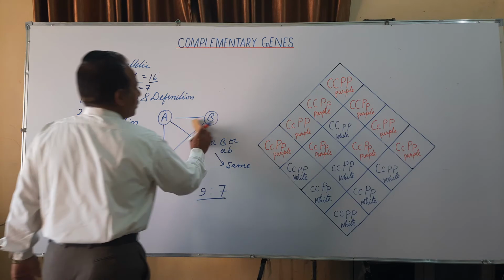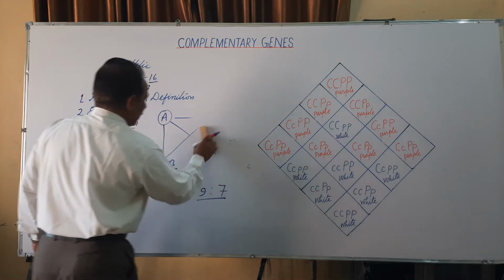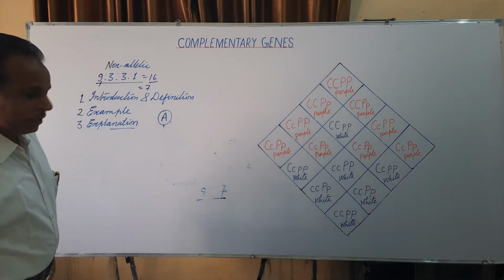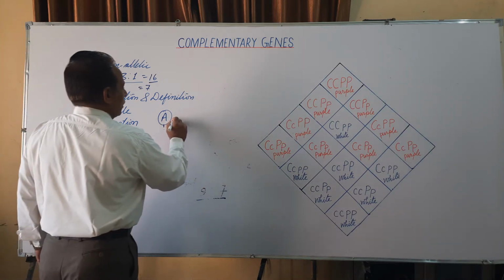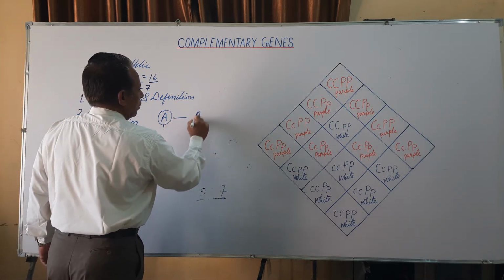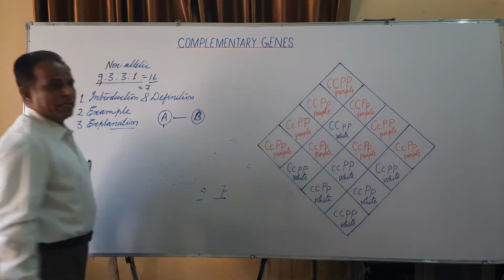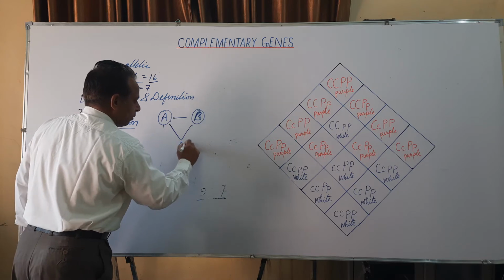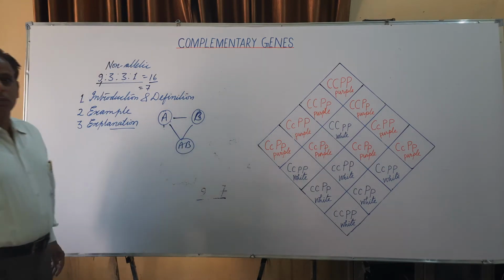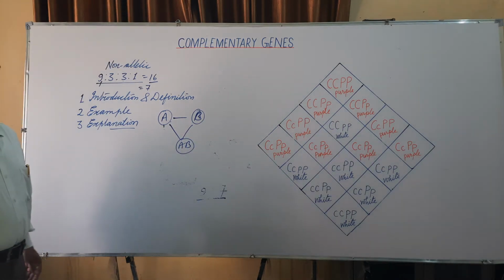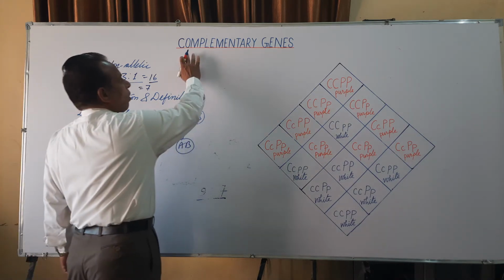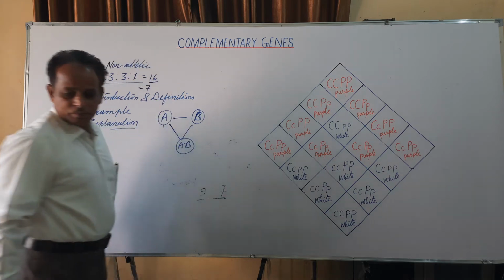From these observations, now we can define the complementary genes as two non-allelic dominant genes which, by their combined effect, produce a phenotypic effect different from each one produced when present alone, are called complementary genes.